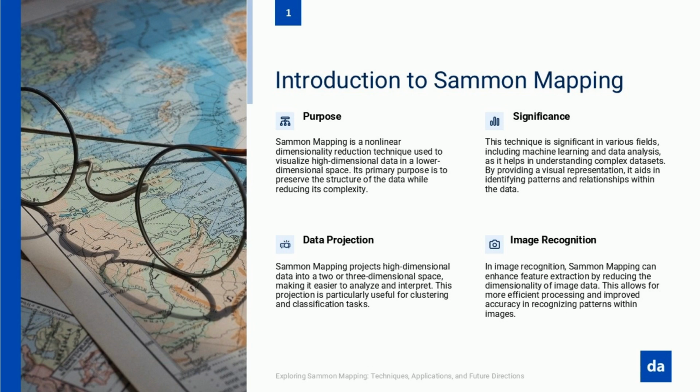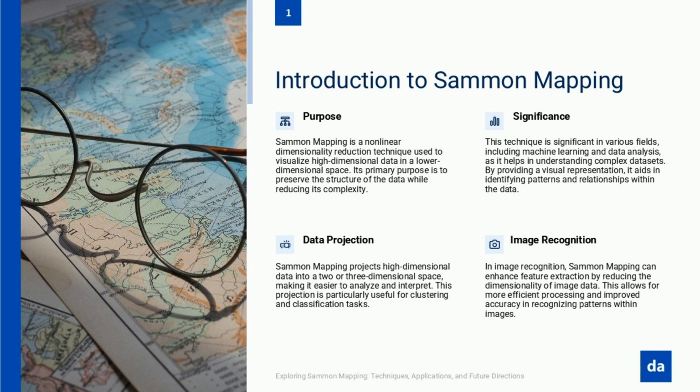Let's talk about something really exciting today. How we can make sense of ridiculously large and complex data. Ever looked at a massive spreadsheet and thought, yeah, I have no clue what's going on here? That's where dimensionality reduction comes in. And one of the coolest techniques out there is Sammon mapping.